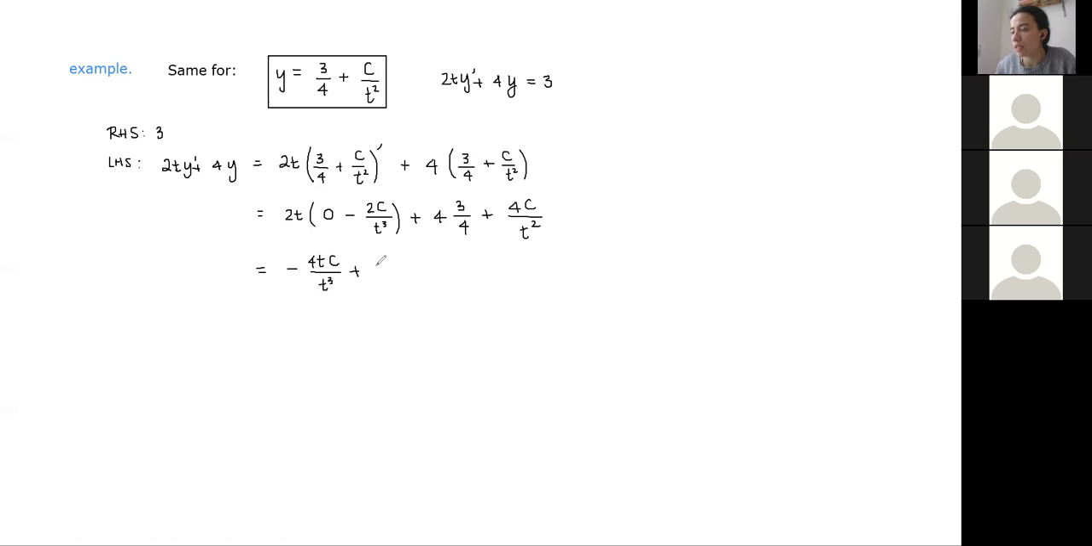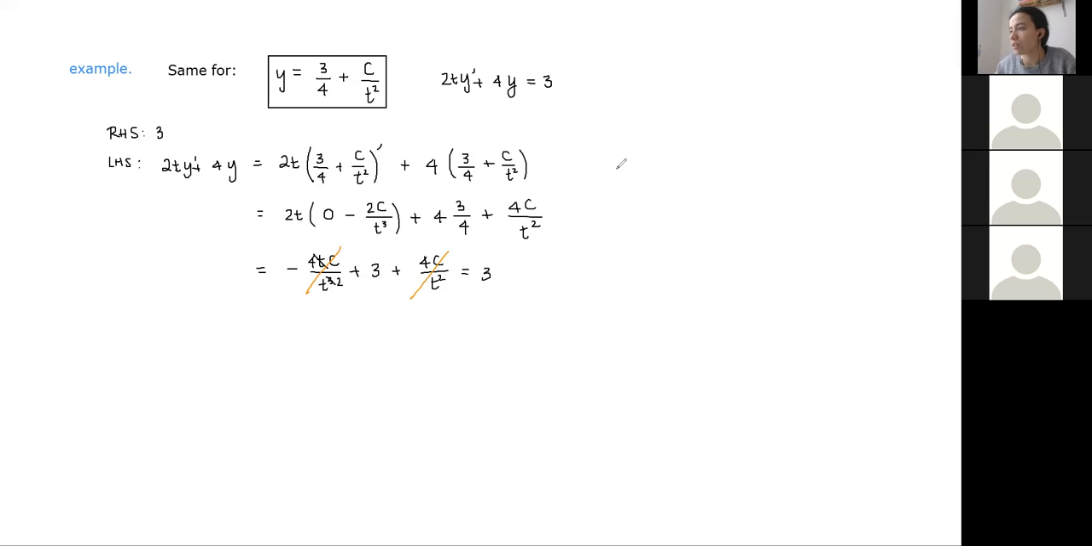Plus 4 times 3/4 is going to be just 3. And then plus 4c over t to the power of 2. Now, that's actually pretty nice because one of the t's at the numerator that I have in this fraction cancels with one of the ones that I have at the denominator. This means that this is 4 times c over t squared, which is the same as this term. And then I can just cancel those two terms with one another, right? So then I'll have this one cancels with that one, and my final result is actually equal to 3, right?